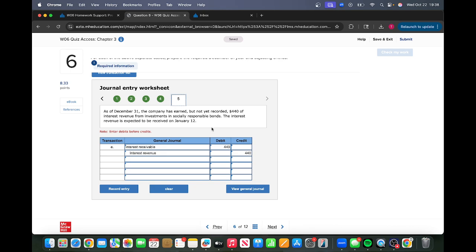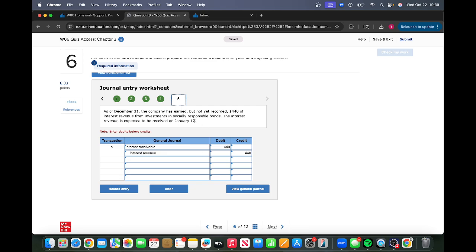Looking at this, pretty straightforward. What I had down as interest receivable and interest revenue. I didn't see any change here. So obviously we're going to put 440 first in debit and 440 in credit second. Why did I put them like this? Starting with revenue, we recognize revenue as a credit because the company has earned the interest in the period.